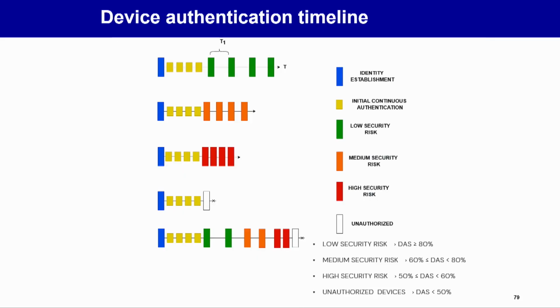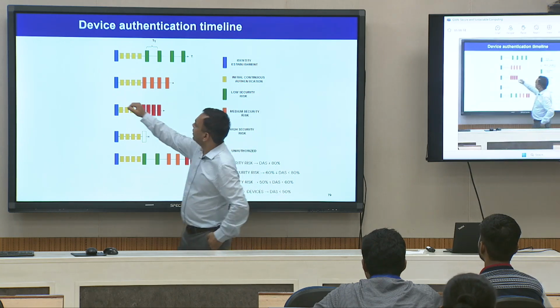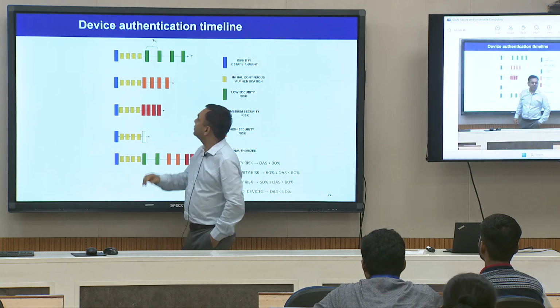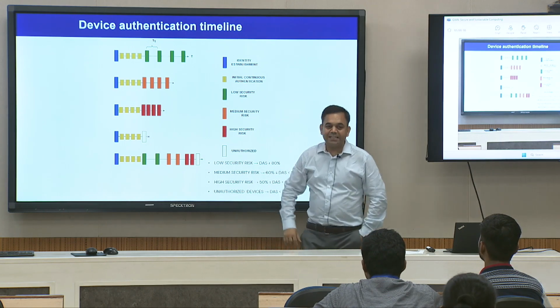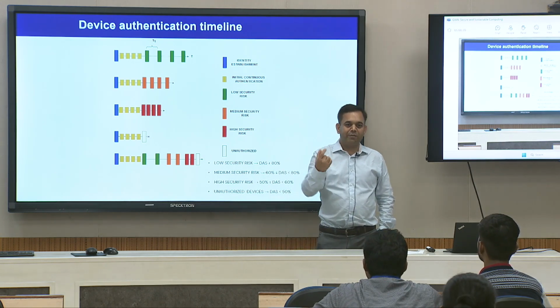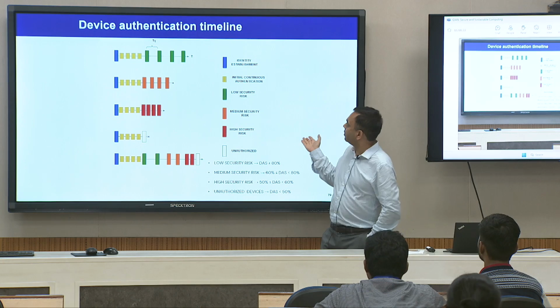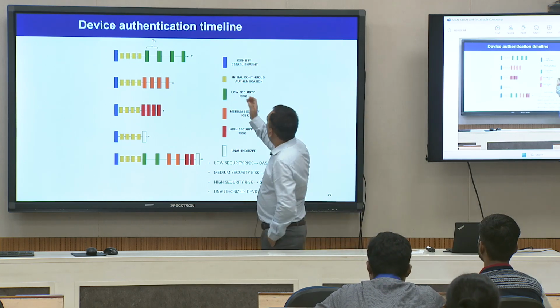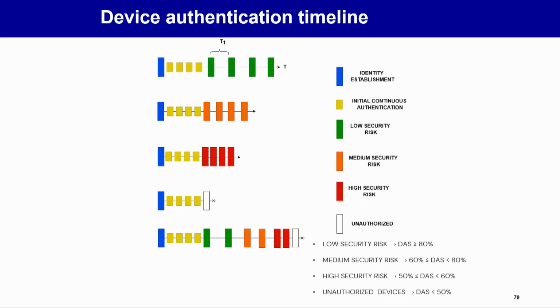Okay, so like I said, there's something called the device authentication timeline. When do you decide how frequently you need to authenticate, or how late you want to authenticate? So let's look at the first one. Here, for one device, this blue line is something called identity establishment. It's fingerprint generation and storing in the server. And initially you do some kind of continuous authentication.